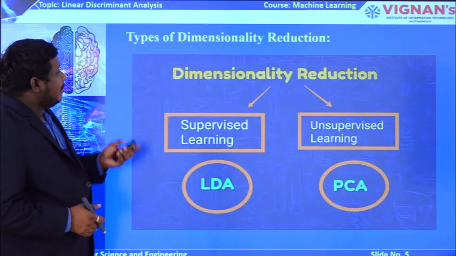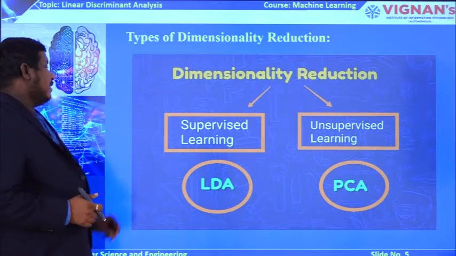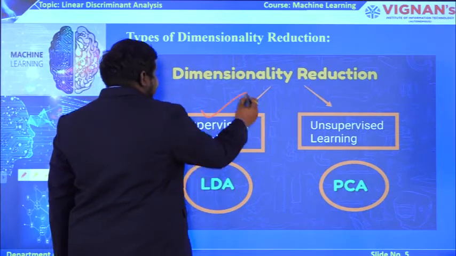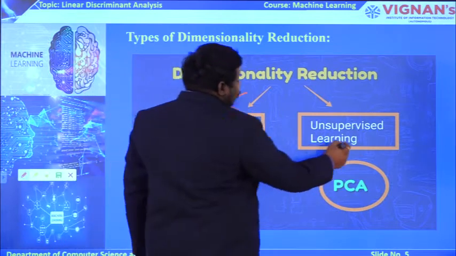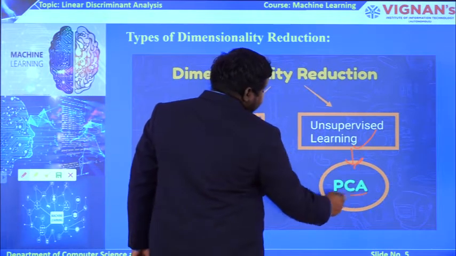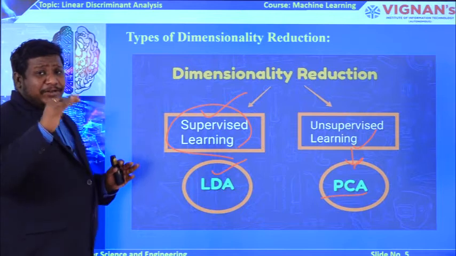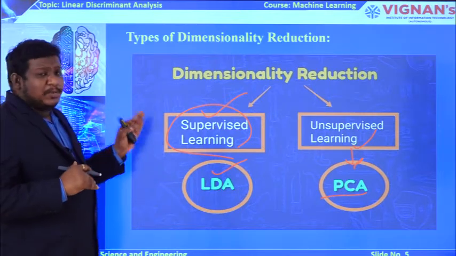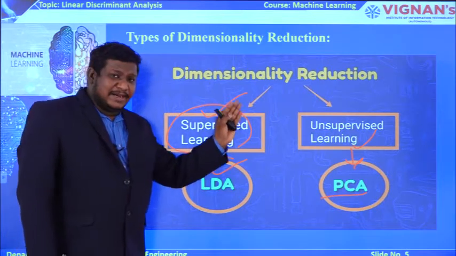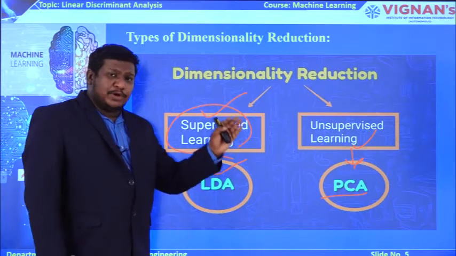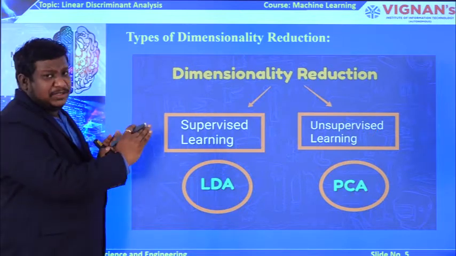See, types of dimensionality reduction techniques, I told you just now also. Basically these techniques can be classified here. For supervised learning, you can see linear discriminant analysis, whereas for unsupervised learning we are using PCA, principal component analysis. So the picture is very clear here. For reducing the dimension of any data set, if it is a supervised learning model, we use linear discriminant analysis, whereas if it is an unsupervised learning model, we use principal component analysis. That is the major difference between these two techniques.